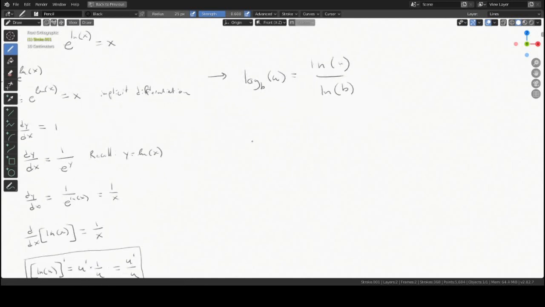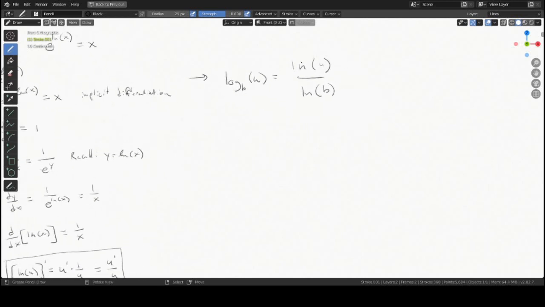So let's go ahead and take an example. And then we can use this to take the derivative. We can use some quotient rule, or since b is a constant, we can just factor it out and take the derivative of that natural log. So let's go ahead and take an example.